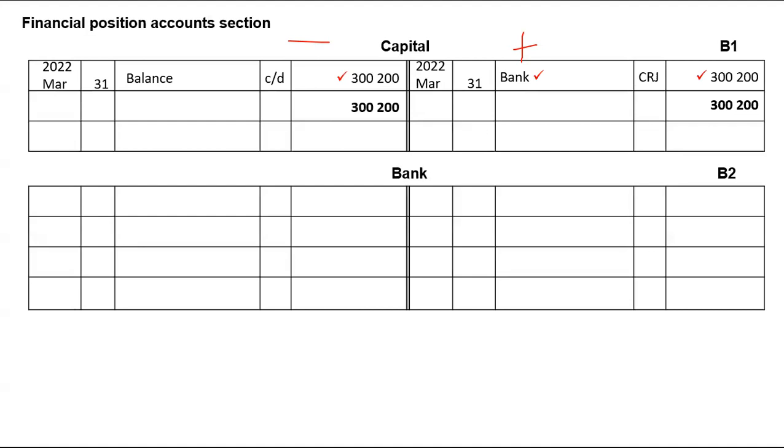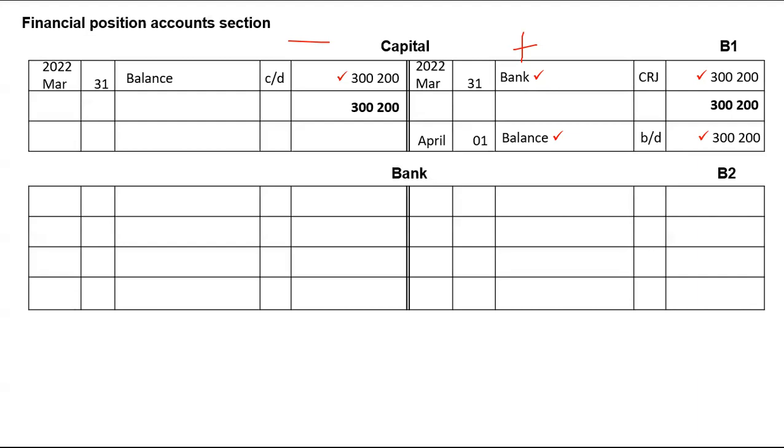That 300,200 will be what we call balance brought down in the next month. The next month will still be 2022, but I won't write the year, and the next month will be April the 1st. So balance brought down on April the 1st will be 300,200. That will be the new balance that we start the month of April with.